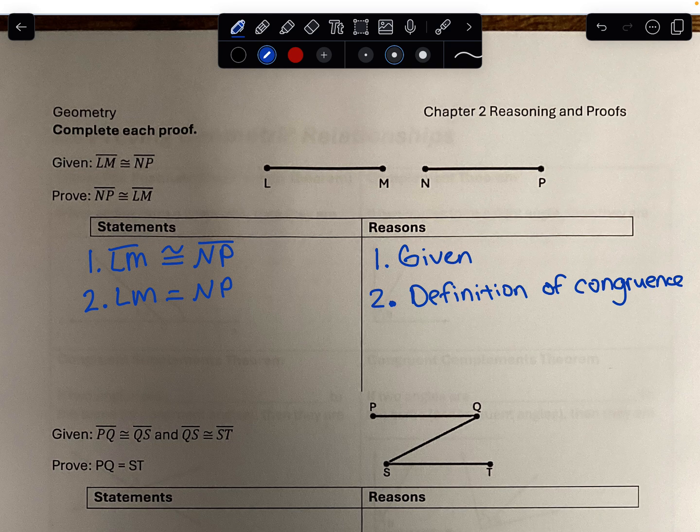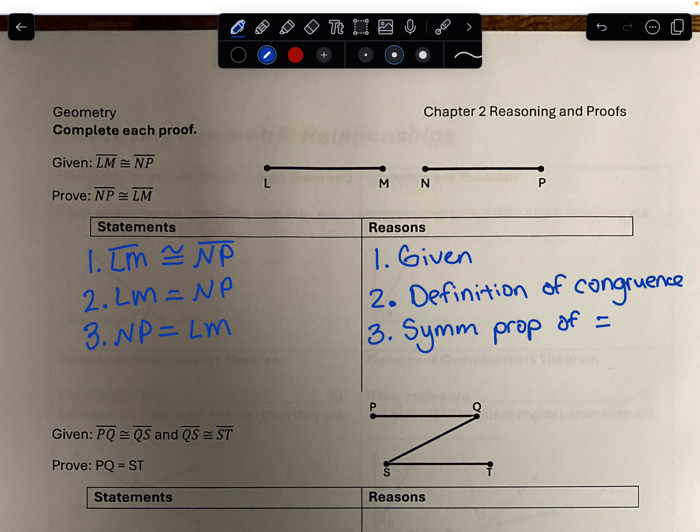Now, what are we trying to prove? It tells us to prove what? Segment NP is congruent to segment, yeah, that segment NP is congruent to LM. Well, what do I need to do first with these two things? Flip them, right? What property says that I can switch that? Symmetric property says that I can rewrite NP is equal to LM. Symmetric property of what? Equality, right? Because the two things are equal on this step.